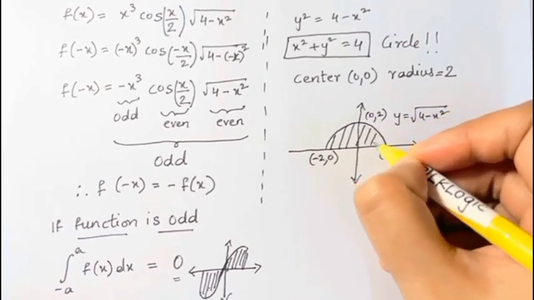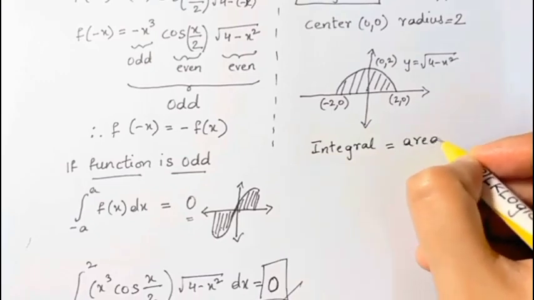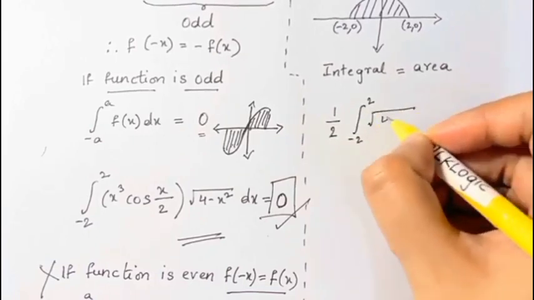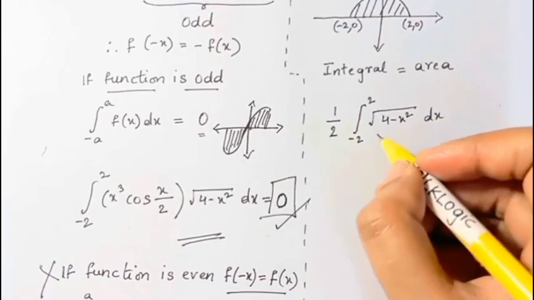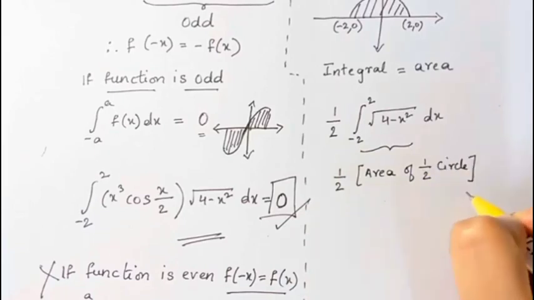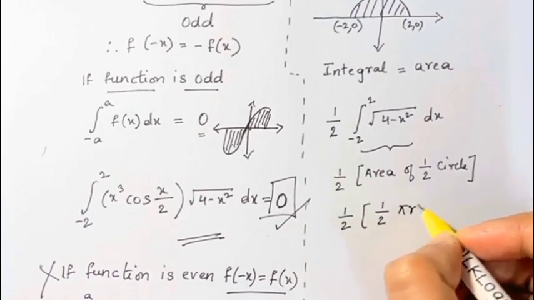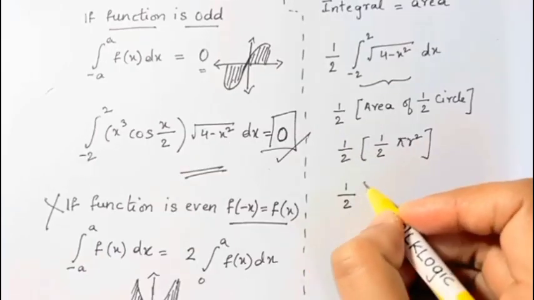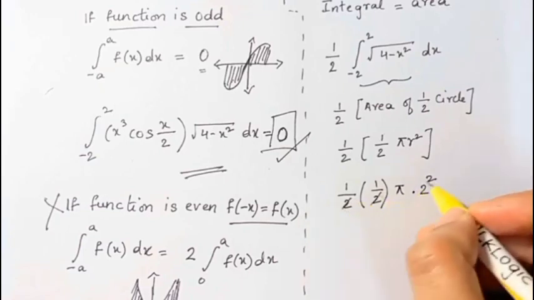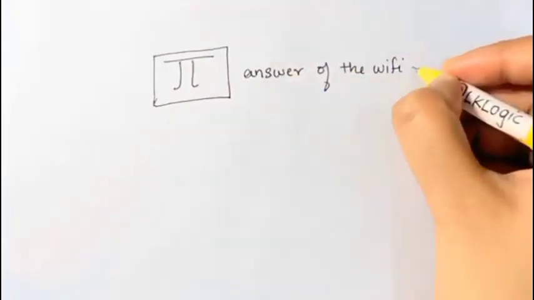We want to calculate the area under here, and then we want to take half of the area. Therefore, integral equals the area. So we have half the integral from -2 to 2 of square root of 4 minus x squared, and that integral is the area of a semicircle, half of the circle. The area of a circle is pi r squared, and half of that because it's a semicircle. So half pi r squared. Let's substitute the radius, which is 2. So half times pi times 2 squared. So the 2 cancels with the 2 squared. We get pi. So that's the answer. Pi is the answer, the Wi-Fi password.